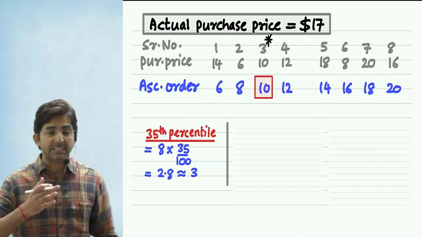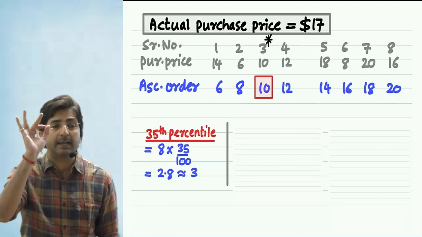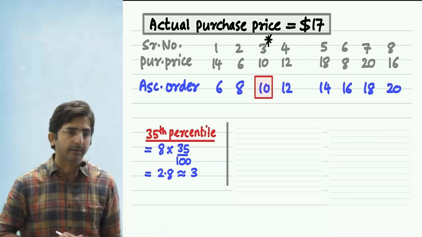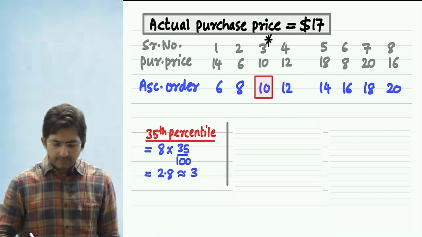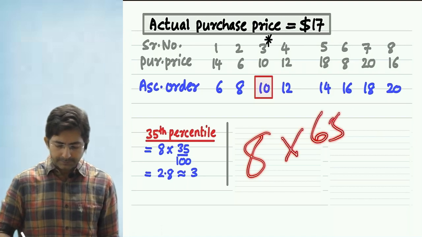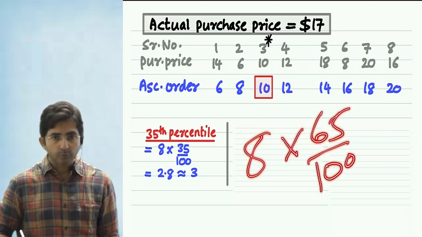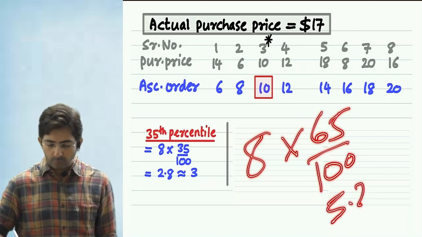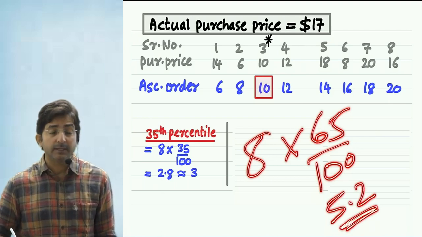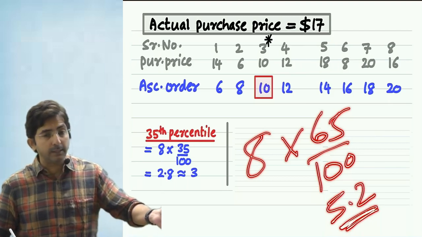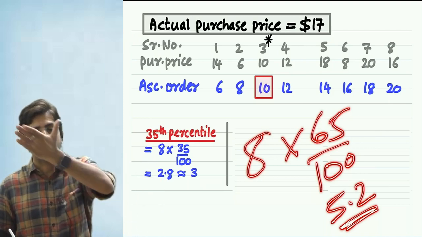Then after this next step, calculate 65th percentile. Calculate 65th percentile in similar manner. Now since it is 65th percentile, what will I do? 8 into 65%. So 8 into 65%, how much? It is 5.2. But now will you bother to see it is 5.2 only? See whether it is 5.1 or 5.05 also. You have to always round up to the next higher number. So what is the next higher number?